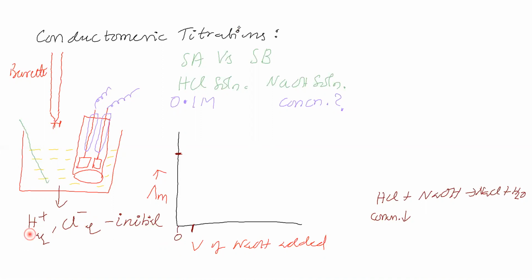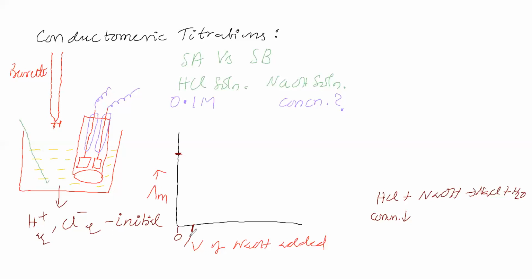H plus is carrying current. Cl minus ions are carrying current. Therefore, you are getting lambda m. Lambda m of HCl is this much. You are adding some amount of sodium hydroxide into this one. Therefore, a chemical reaction takes place. Due to the chemical reaction, what happens after adding sodium hydroxide?